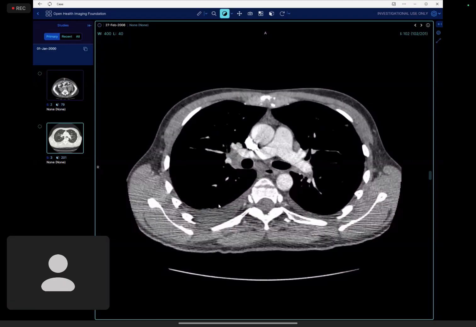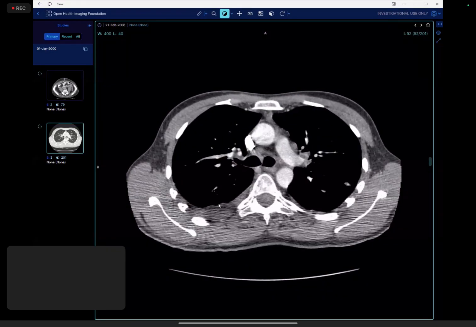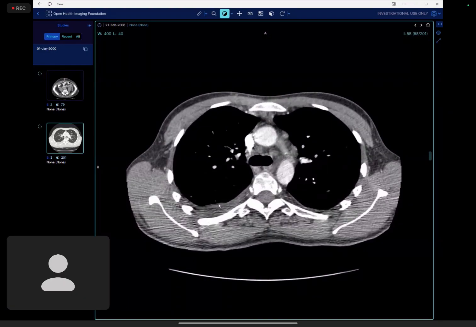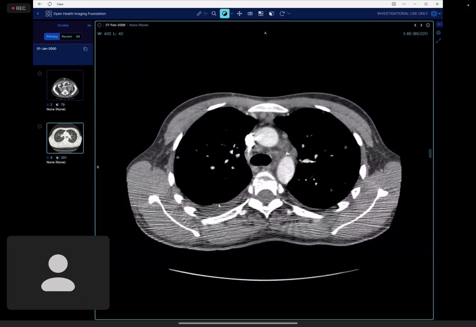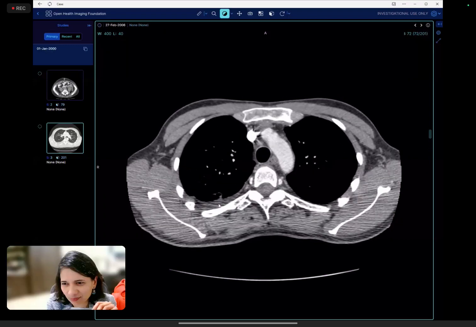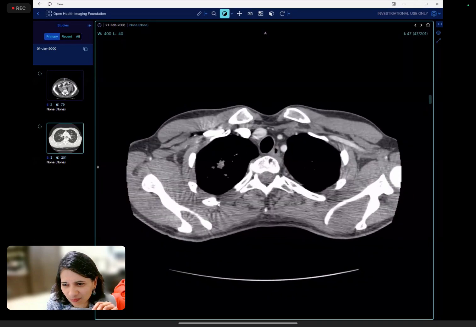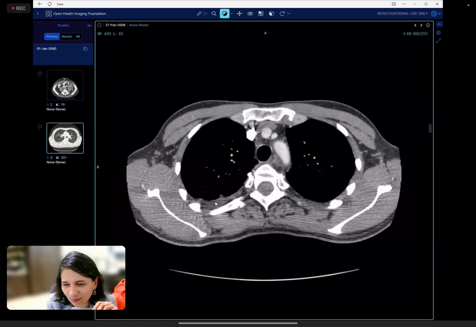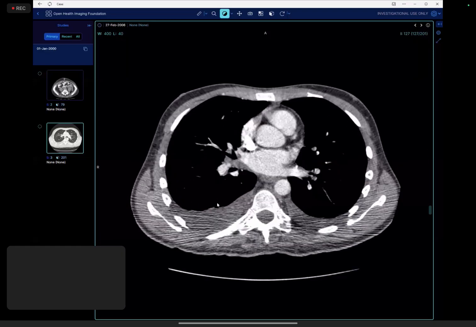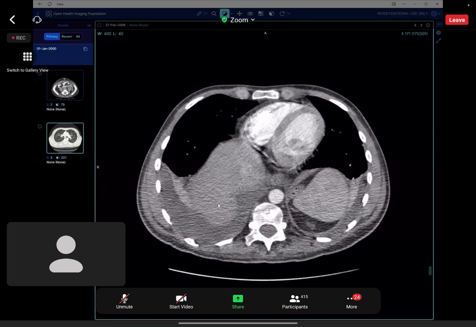So there is right hilar lymphadenopathy. Okay, so there is mediastinal lymphadenopathy as well. There are multiple focal lesions, and bilateral effusions.